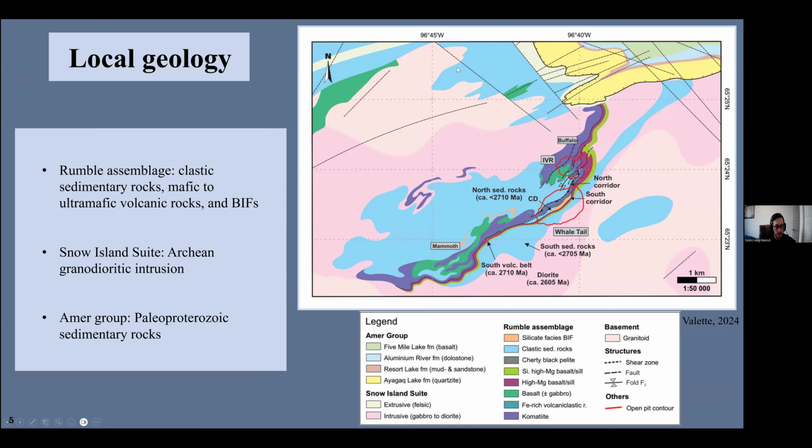And the assemblage is cross-cut by the Snow Island suite, which we find in pink here, which are Archean granodioritic intrusions. And finally, just north, we have the Amer group, which are Paleoproterozoic sedimentary rocks.